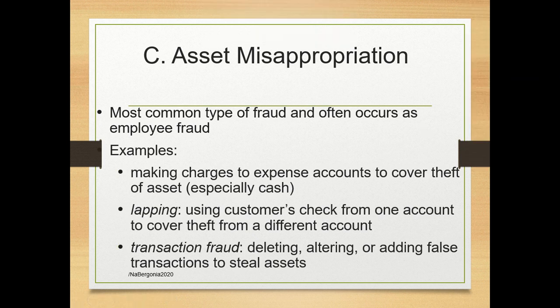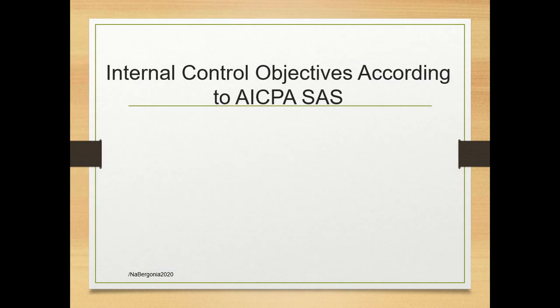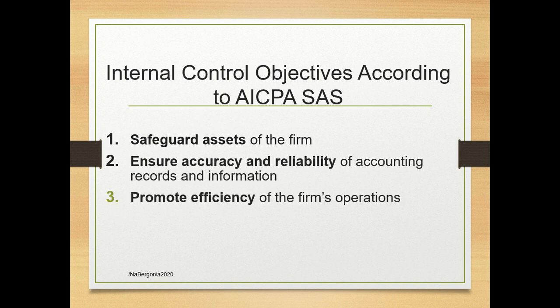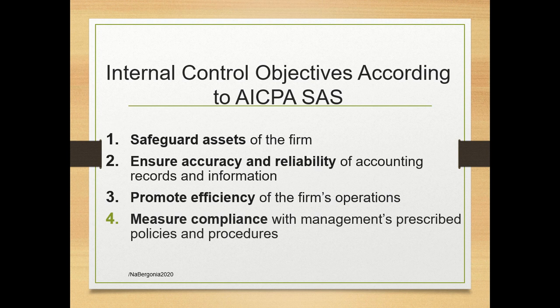In order for us to avoid these fraud schemes, we should have an internal control in place. When we talk about an internal control system, it talks about the policies, the practices, as well as procedures employed by the organization in order for them to achieve the following. Number one, kaya may internal control kasi it helps us to safeguard the assets, to avoid any asset misappropriation. Second, to ensure accuracy and reliability of accounting records and information. Pag may internal control, we could be able to avoid yung ating financial misstatements. Another is to promote efficiency of the firm's operation as well as to measure compliance with management-prescribed policies and procedures. So these were the four broad objectives of our internal control. Okay, are we clear on that?